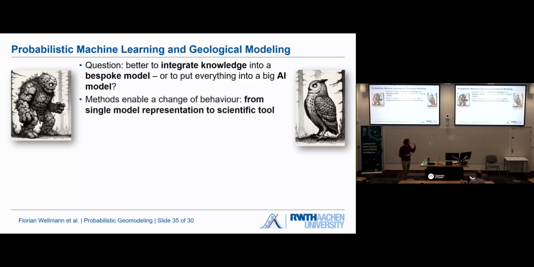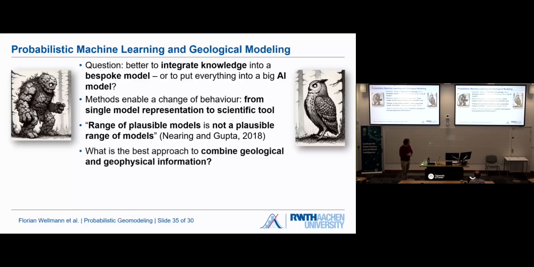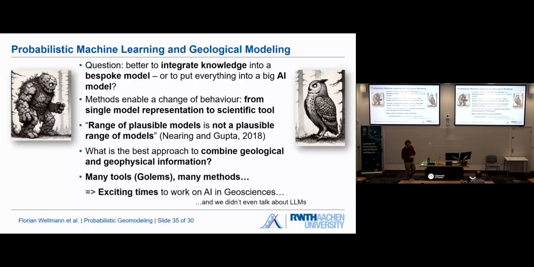This is possible. Don't think about a geological model as one reality. It's always just one hypothesis of many possible realities in the end. But we can include this into inference models. Always be aware that the range of plausible models is not a plausible range of models. My favorite quote by Grey Nearing and Hoshin Gupta. And the question is always, what is the best way to combine information, I think. Many tools, many golems, many methods. Very exciting time in the field of AI and geosciences. So this makes this conference so timely. And we didn't even talk about LLMs here. This is something which is a continuation of this. Maybe we'll see what is happening in this field as well in the future. Thanks for listening.